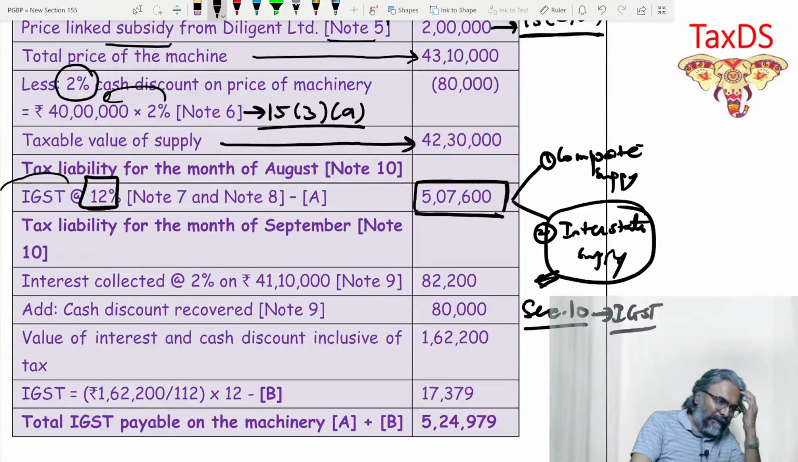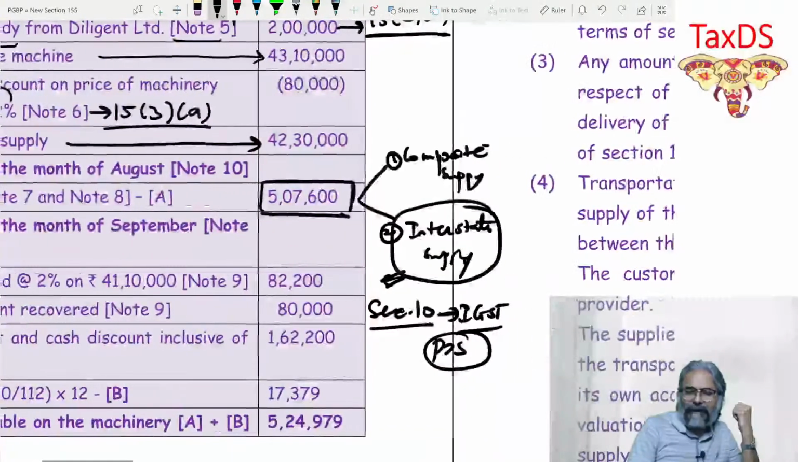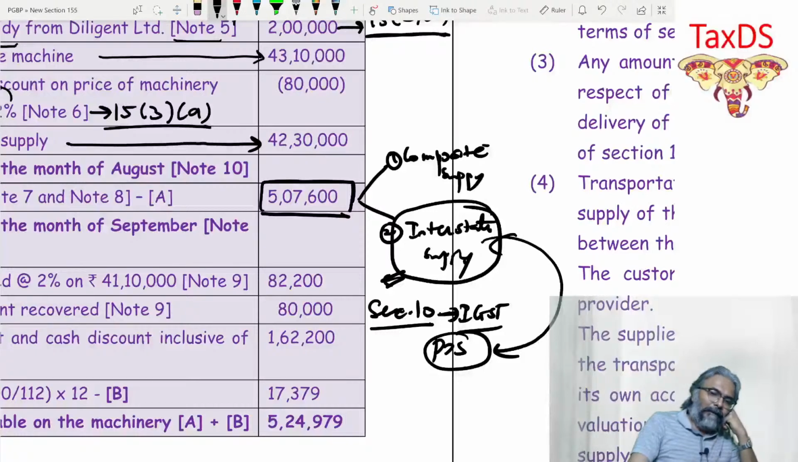Which defines what is an interstate, which defines the POS, place of supply. So this interstate supply would be decided on the basis of the POS under section 10. So this is the notes making.